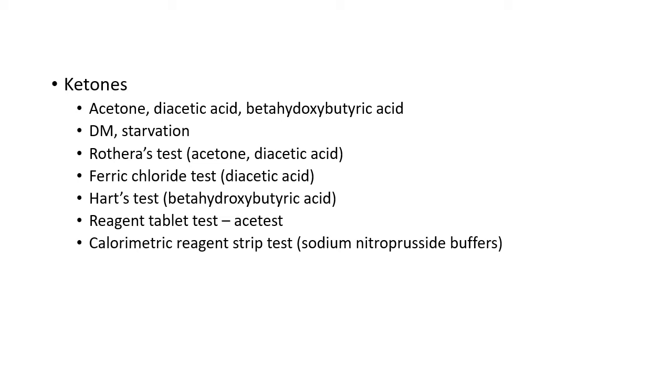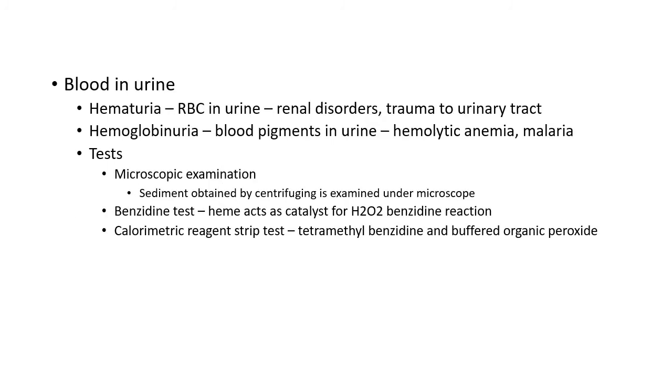The tests include Rothera's test, which is a test for acetone and acetoacetic acid, ferric chloride test, which is for diacetic acid, Hart's test, which is for beta-hydroxybutyric acid, and reagent tablet test or acid test, which is for acetone and acetoacetic acid. Along with this, there is also a colorimetric reagent strip test, where the agent used is sodium nitroprusside buffers. Moving on to blood in urine.